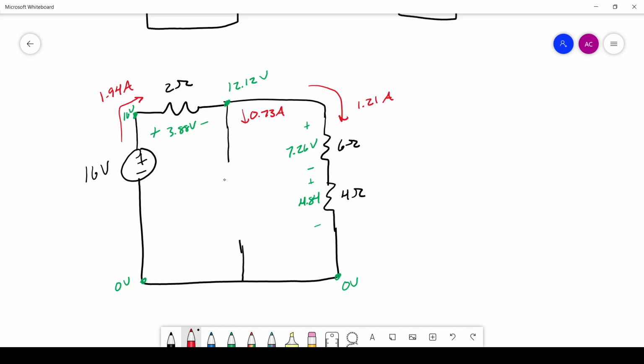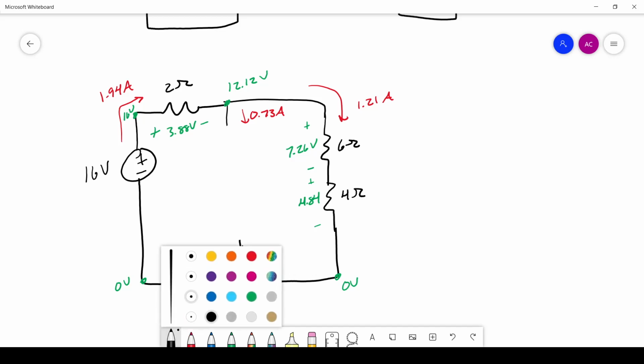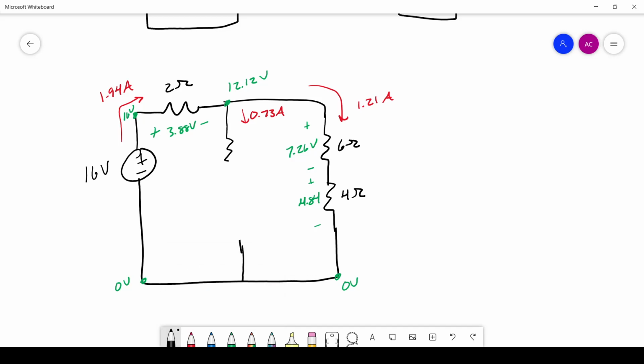Let's go back to the way it was before. So before we had a 10 ohm resistor in this branch where it was a 20 ohm, 10 ohm, and 10 ohm. Let's start off by calculating the voltage drop on that 10 ohm resistor because we know the current, we know the resistance, so we can say the voltage drop is going to be current 0.73 times the resistance, which is 10, so it is going to have a 7.3 volt drop.